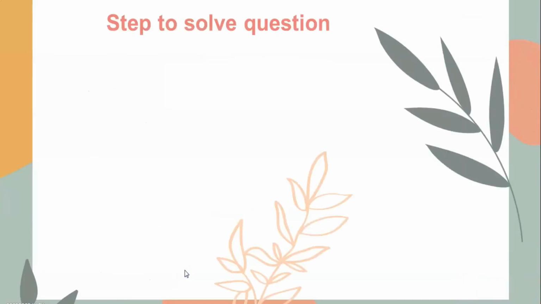Next, we try to substitute t equal to infinity into the equation. What we get is infinity over infinity. So this is not the right answer.